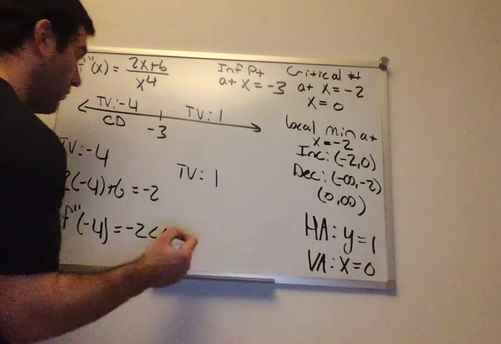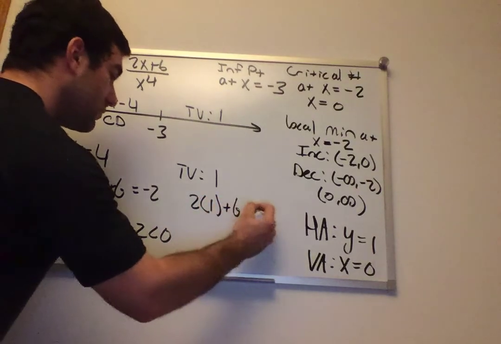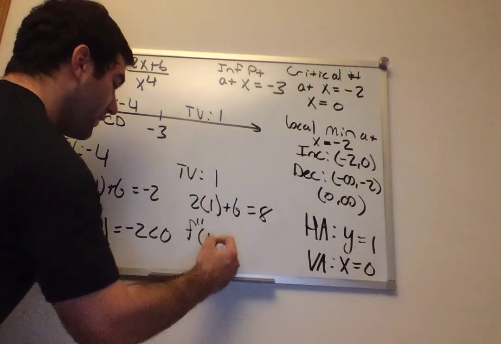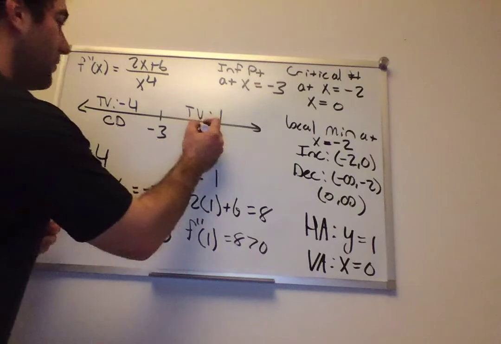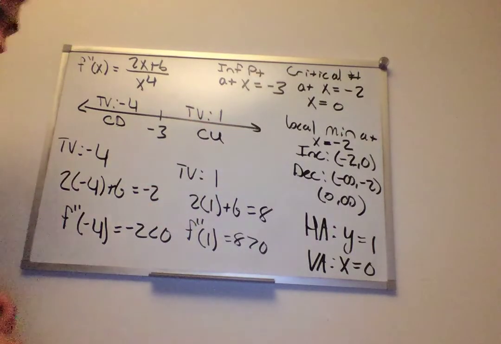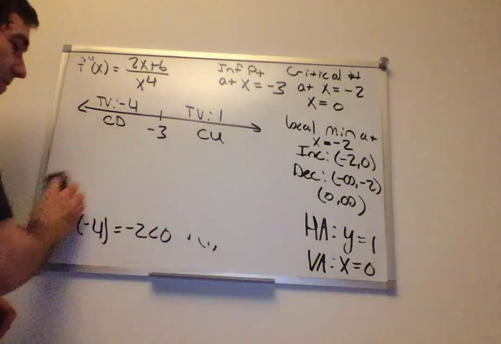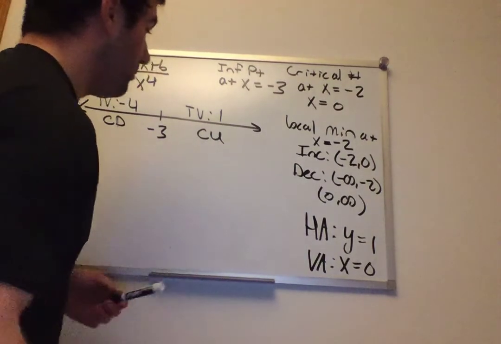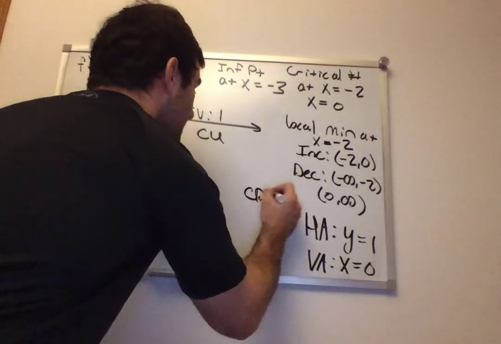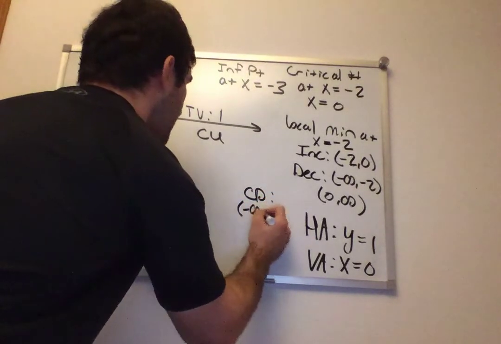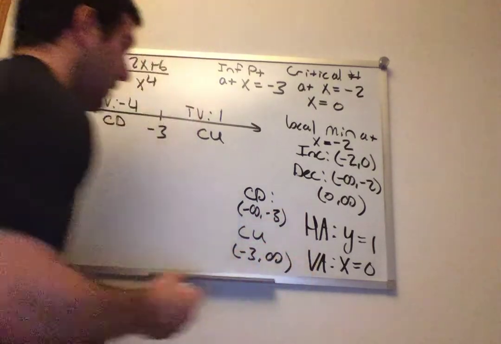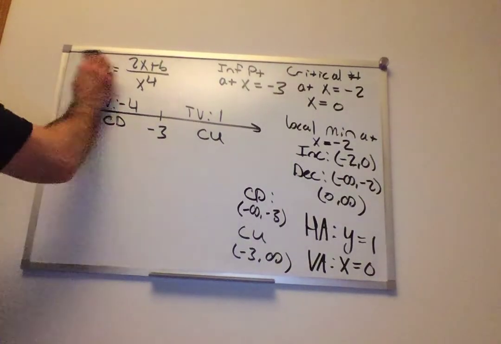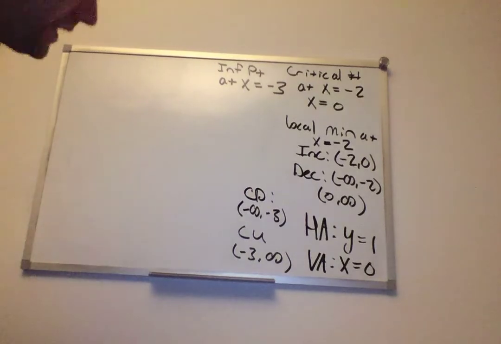And if we do a test value of 1, 2 times 1 plus 6, well, that equals 8. So the second derivative at 1 is equal to 8, which is greater than 0. You're positive, so you're concave up. So let's write our final results. Concave down from -infinity to -3. Concave up from -3 to positive infinity. Okay, so that answers everything this problem was asking us to find.